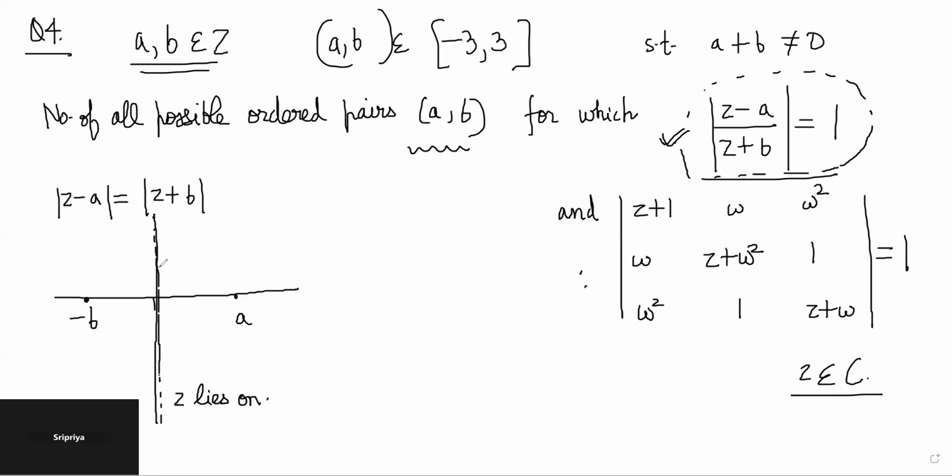Z lies on this line, we know, and it can be anywhere on this line. Now, we know that this line is parallel to the y-axis, right? So we have to think of this and try to satisfy this also, right? Okay, so let's think of what happens when you do this discriminant.